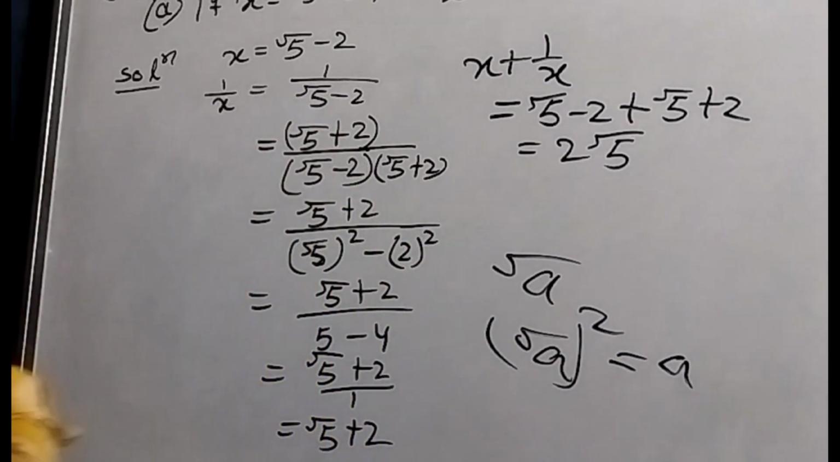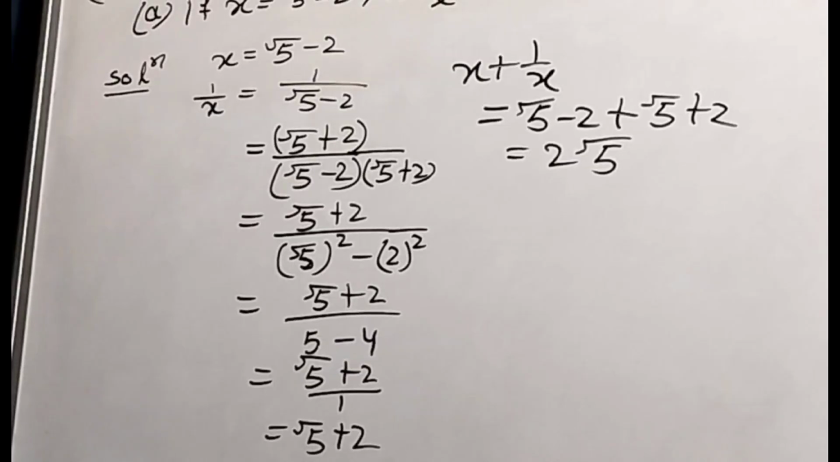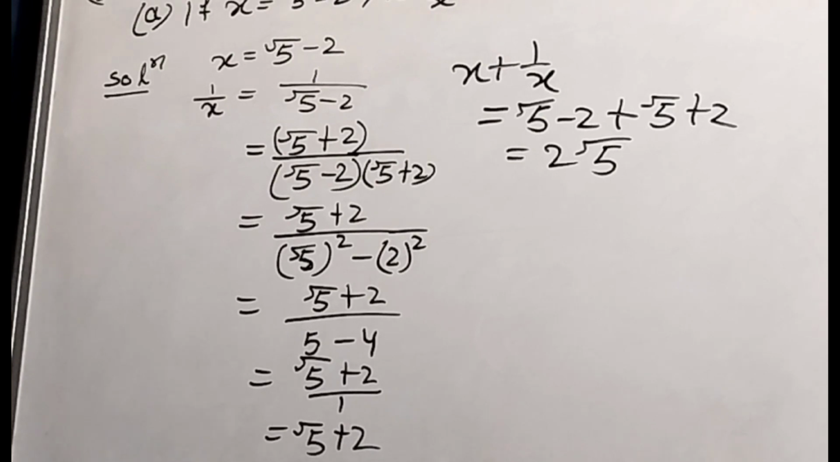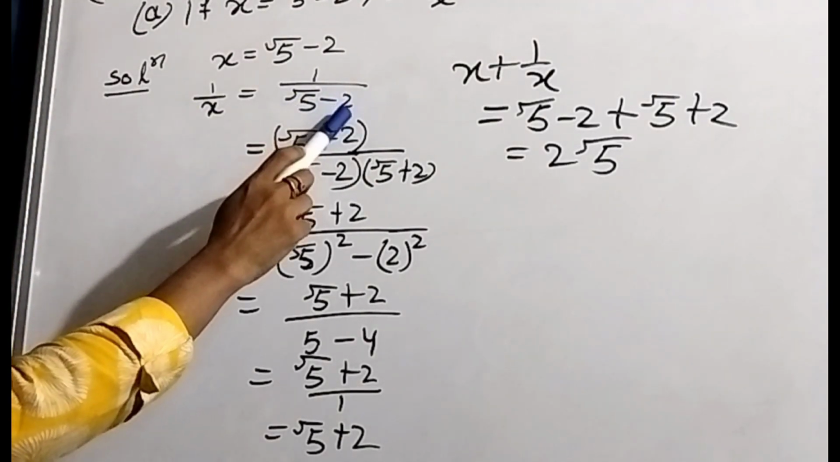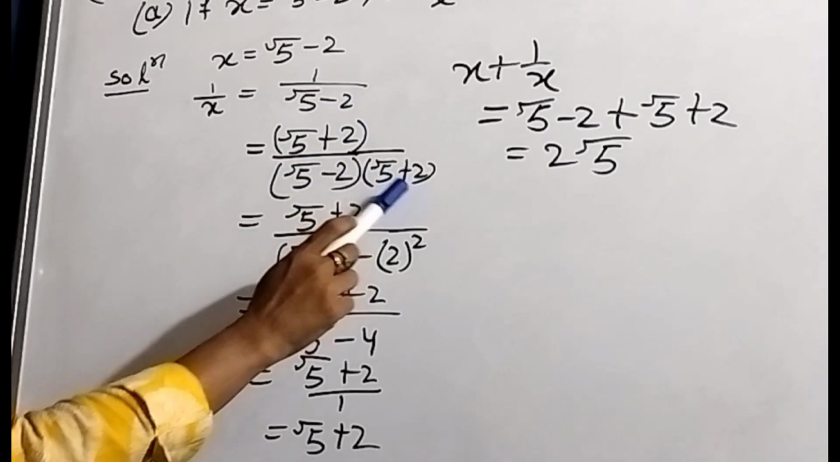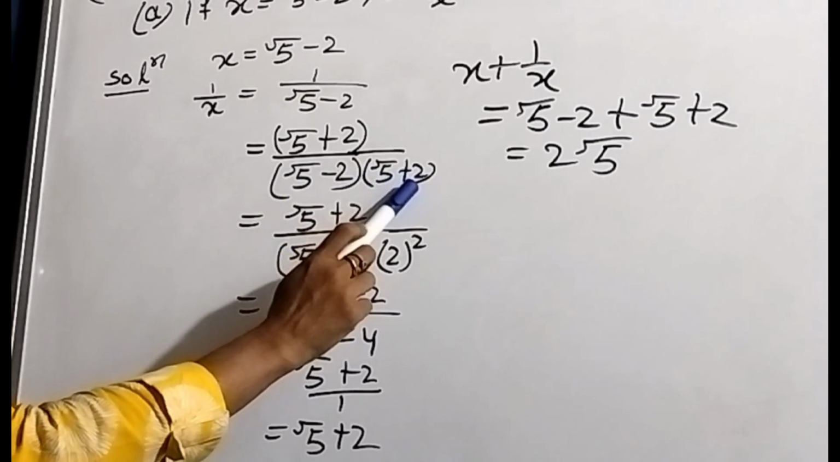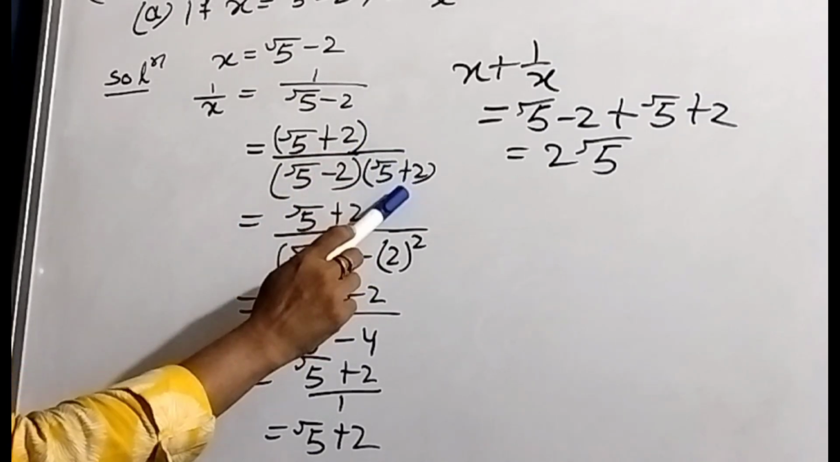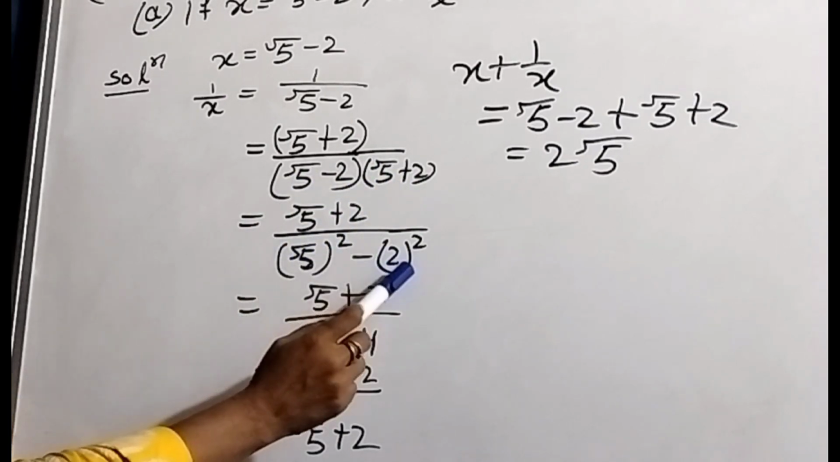Now we have to cancel this root. How can you cancel this one? Here is root 5 minus 2. Take root 5 as a and 2 as b. So this is your a minus b. Now root 5 minus 2 into root 5 plus 2. You have to multiply a plus b in numerator and denominator. That is your a minus b into a plus b means your a square minus b square.